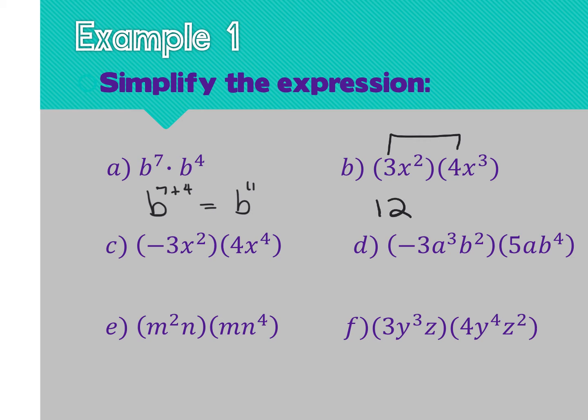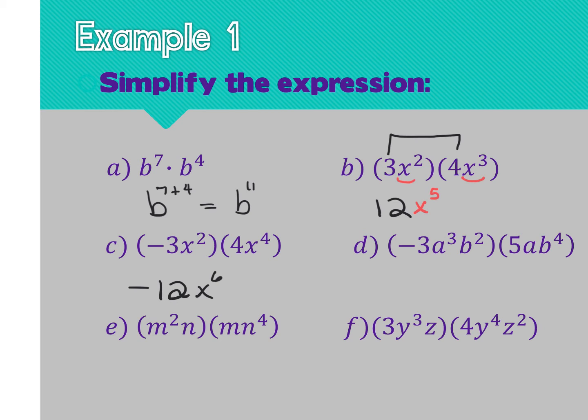But then my variables have exponents. The variable base in this problem is the same. They both have an x. So then I just have to add 2 plus 3, and it becomes x to the 5th. The next one, I'm going to do the same thing. I'm going to multiply the coefficients. Negative 3 times 4 is negative 12. And then the powers on those x's, those exponents, I'm going to add them. So 2 plus 4, and I get 6.